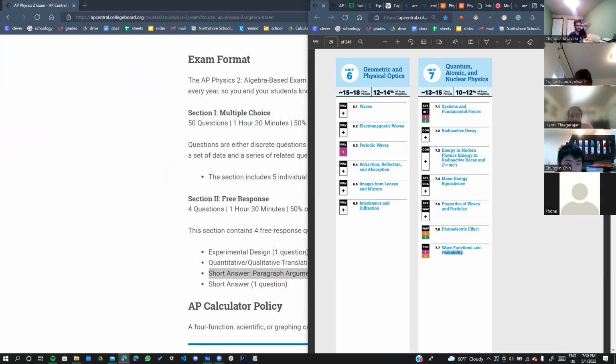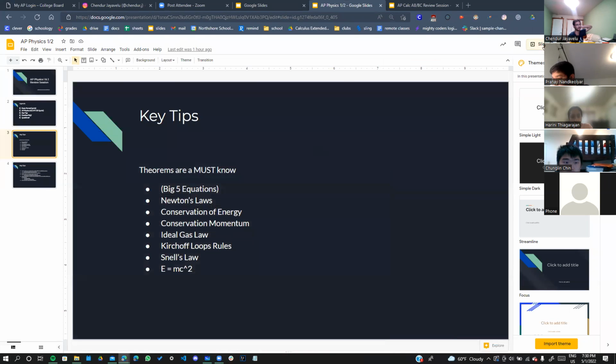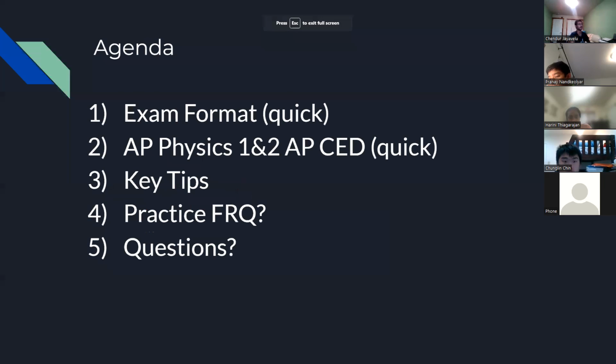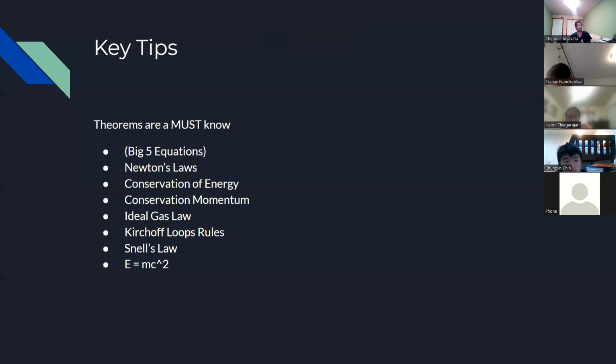I do have a few slides in terms of key tips. So for Physics 2 at least, the big stuff that you need to know is the ideal gas law, Kirchhoff's loop rules, Snell's law, E equals mc squared, and then there's a bunch of other equations that we looked at right now. E is equal to hf. The capacitor equations, the resistor equations. Just understand how they work the way they do. You can just search up Kirchhoff's loop rules, and then you'll be able to understand the idea.